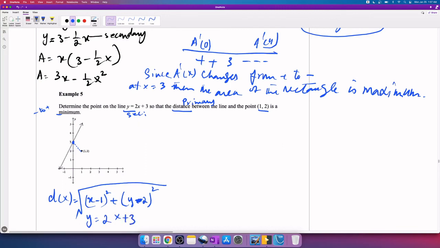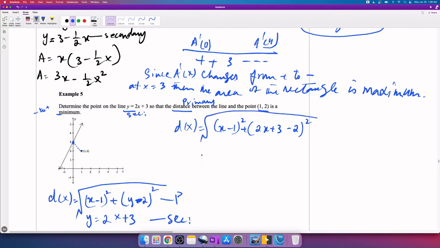We know that we don't touch the primary equation, but we do change the secondary, and y is already by itself in the secondary one. So I just have to replace this y with that one. So this is my distance: the square root of (x minus 1) whole squared plus, for the y, I'm going to plug in 2x plus 3, minus 2, whole squared.